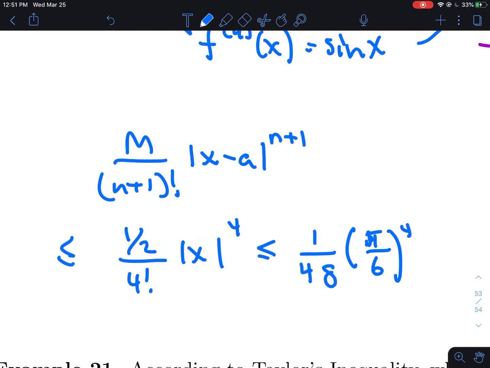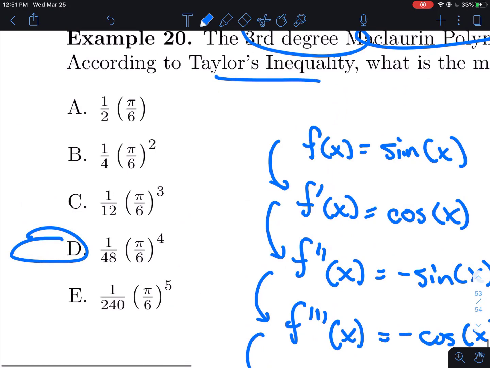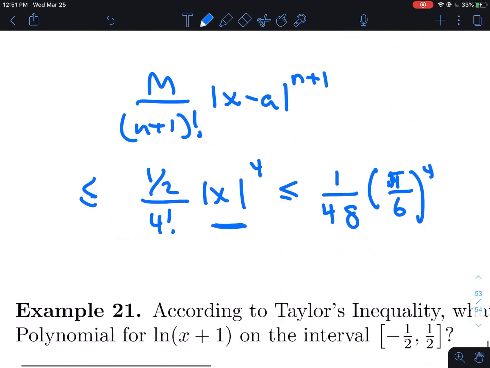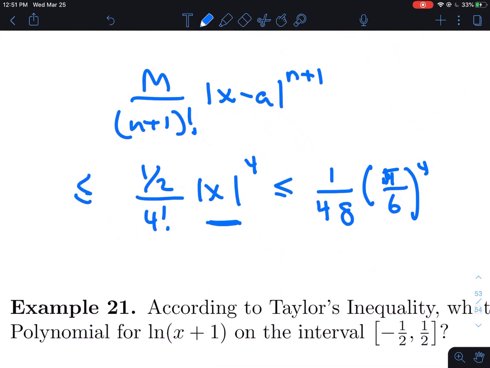And again, kind of the worst case scenario, if we want to get a number out, which obviously all of these here are numbers, we don't want to have any x's in there. And again, we were interested in approximating at pi over 6, so that's kind of as far as we can get away from 0 in this interval. And so, okay, we have pi over 6 raised to the 4th power.